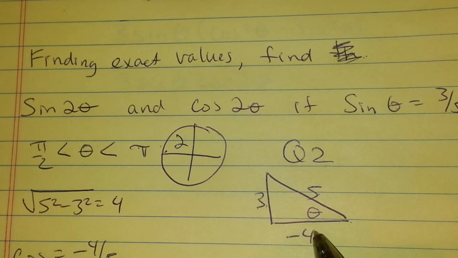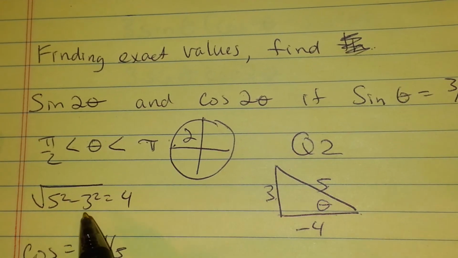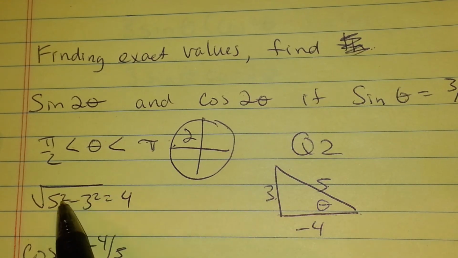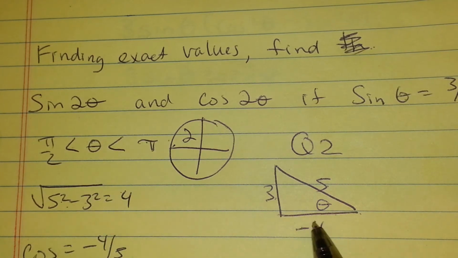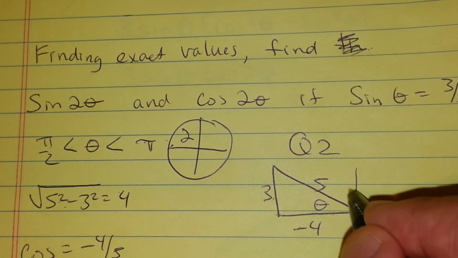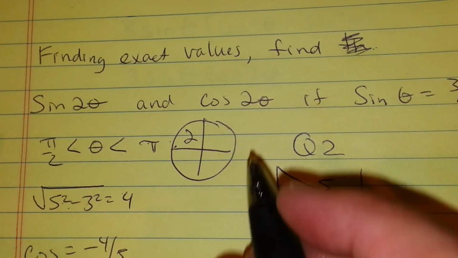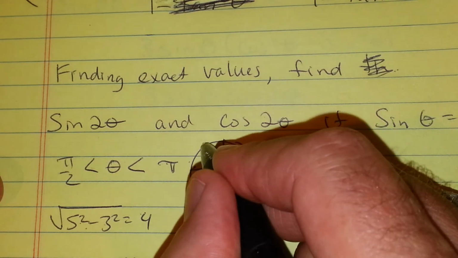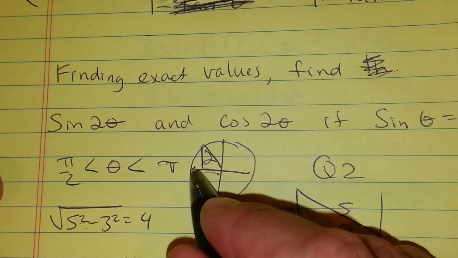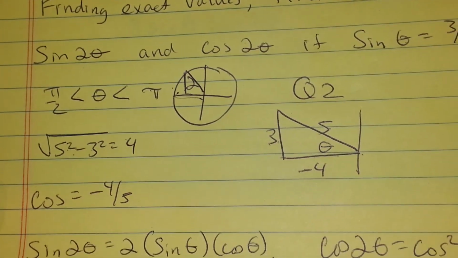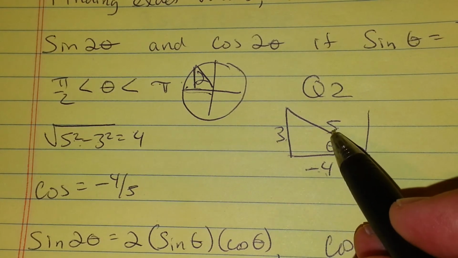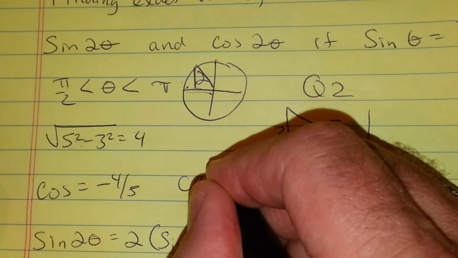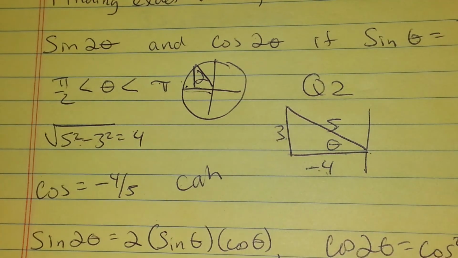Of course, we should know the missing side is 4: 5 squared minus 3 squared is 25 minus 9, which is 16, and the square root gives us 4. Notice I put negative because this is quadrant 2 right here. Right here would be our triangle in quadrant 2 with negative cosine. So cosine is negative 4 over 5, adjacent over hypotenuse. CAH, cosine adjacent over hypotenuse.